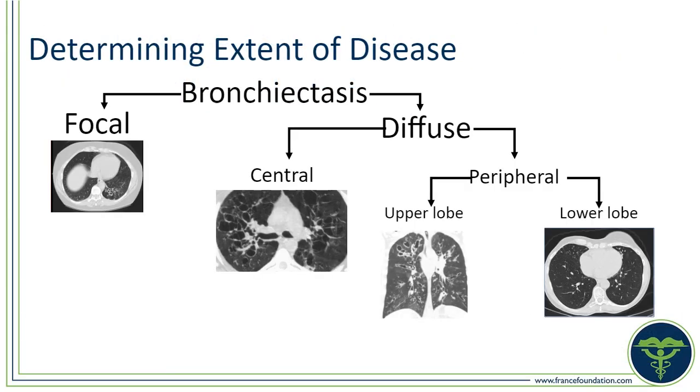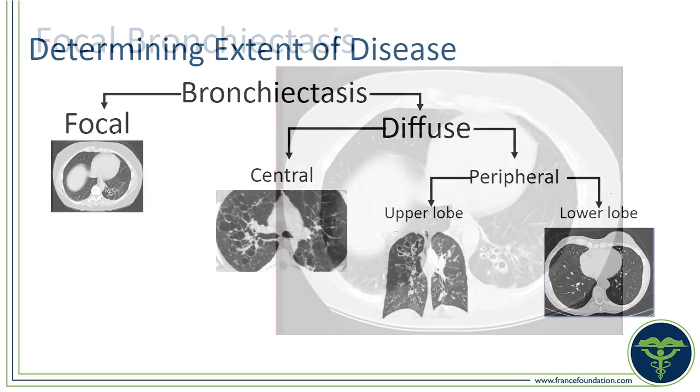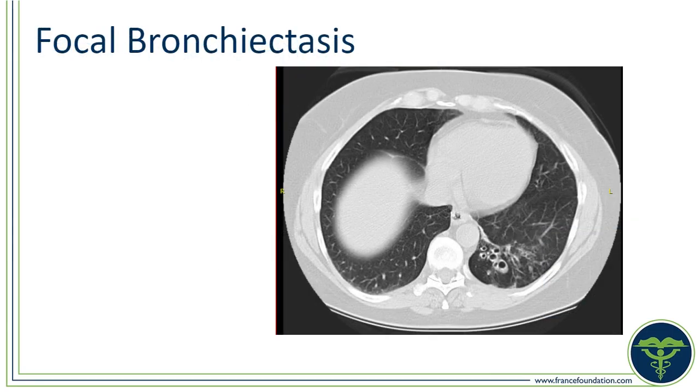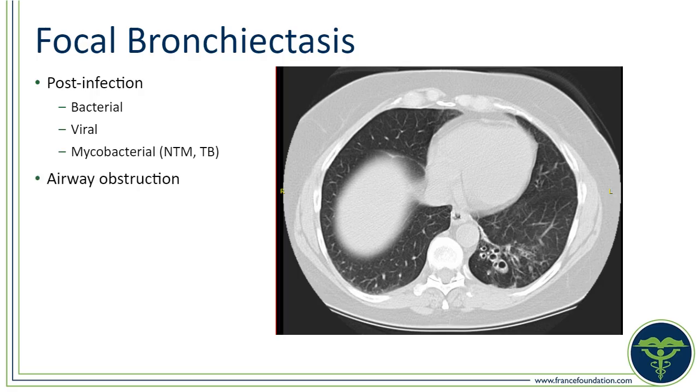So how do we approach radiology of bronchiectasis? I think first we can think about whether it's focal or diffuse. Focal bronchiectasis can be caused by a recent infection, a bacterial infection, a viral infection, or tuberculosis. In children, it's often due to a foreign body obstruction.